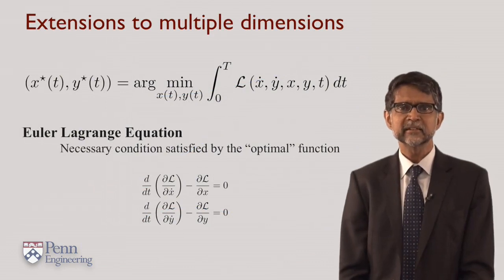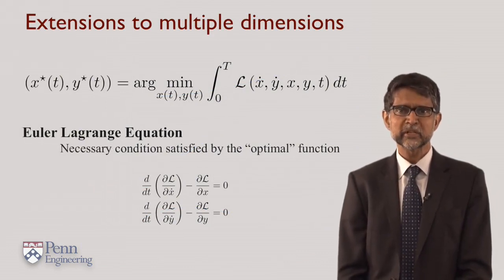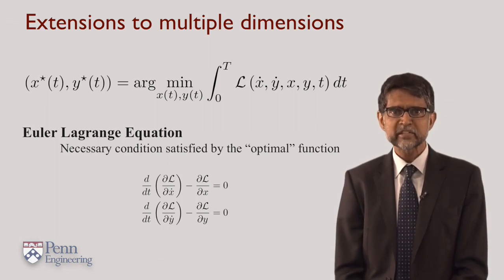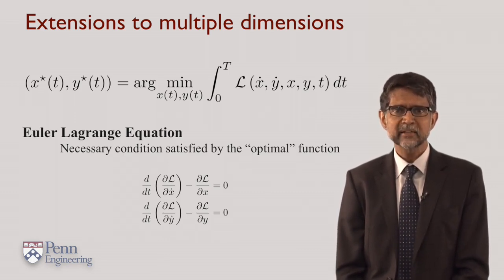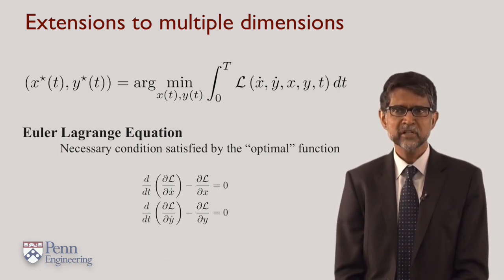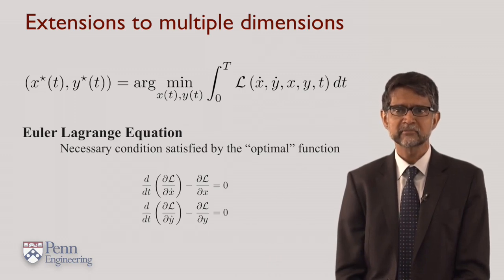This basic idea can be extended to multiple dimensions. If you're trying to generate trajectories in the xy plane, then you end up with 2 Euler-Lagrange equations. One for the x direction and one for the y direction.